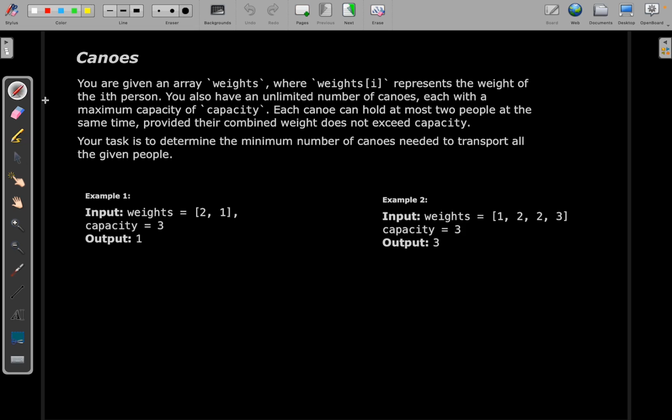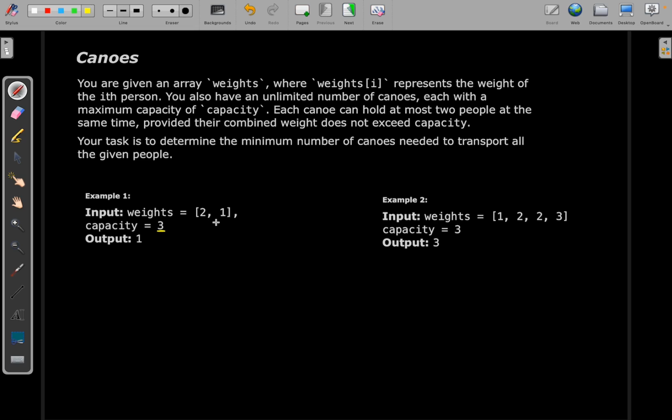So here you are given an array of weights, where weights[i] represents the weight of the ith person. You also have an unlimited number of canoes. Canoes basically means boats, each with a maximum capacity. Each canoe can hold at most 2 people at the same time, provided their combined weight does not exceed the capacity. Your task is to determine the minimum number of canoes needed to transport all the given people.